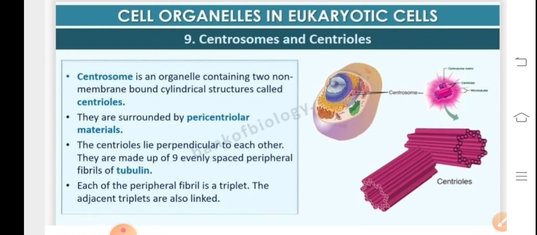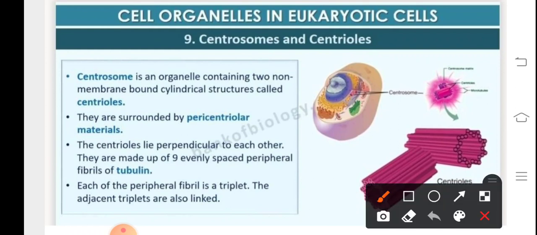Centrosomes and centrioles. Centrioles are absent in plant cells and they are found only in animal cells. A centrosome is an organelle which basically comprises the centrioles. So these centrosomes include the centrioles and the centrosphere. Now what is this centrosphere? The centrosphere is a specialized part of cytoplasm around the centrioles. They are surrounded by pericentriolar material.